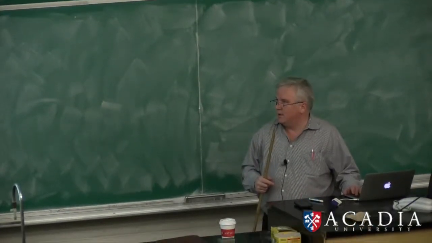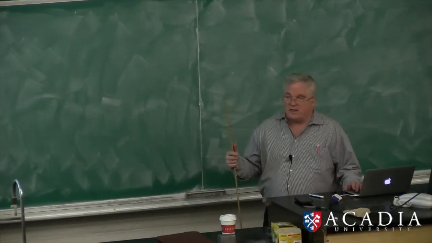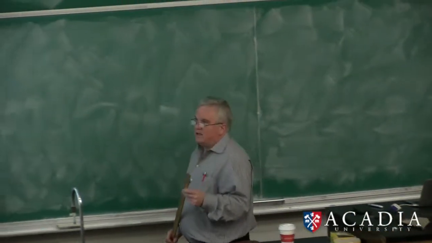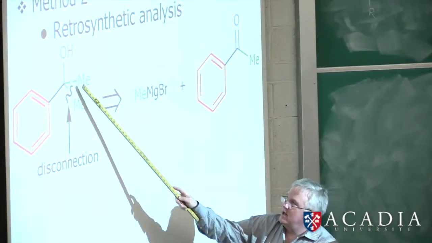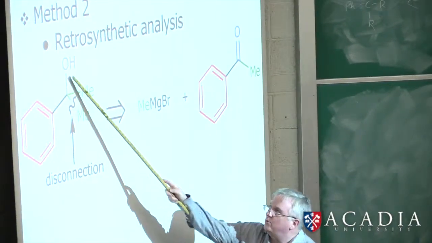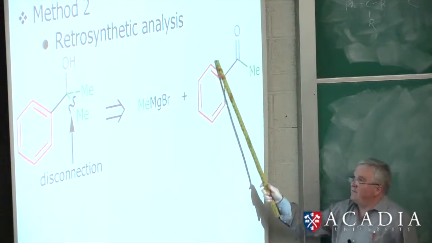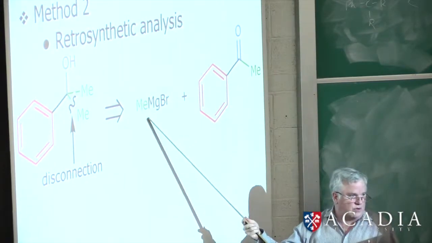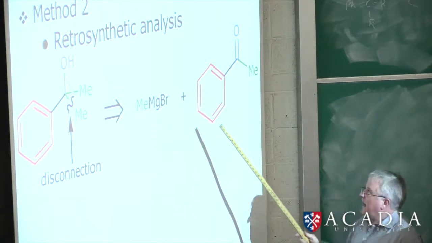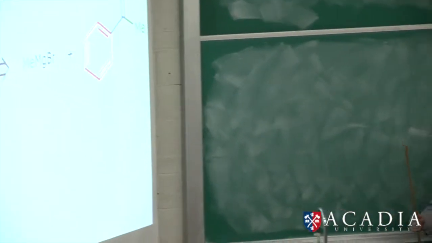Now, for this particular molecule, we could have done a different disconnect. We could have done this disconnection, and then we have the methyl group and the phenyl group and the oxygen. That can come from this ketone and this Grignard reagent. So then we can just work forward.